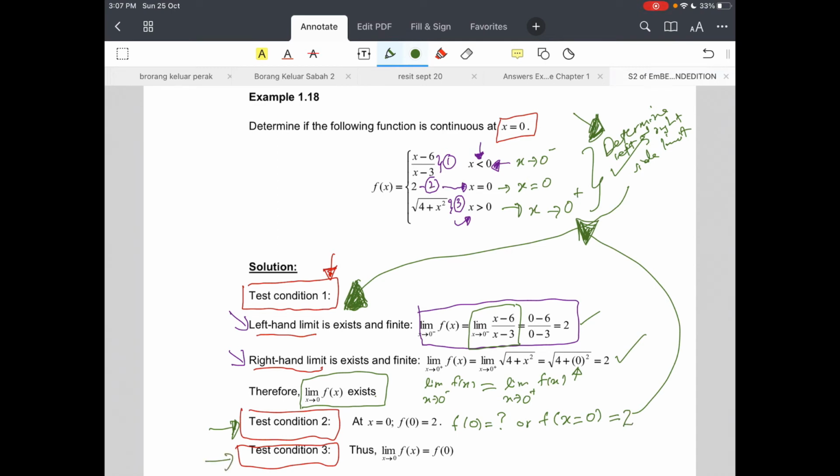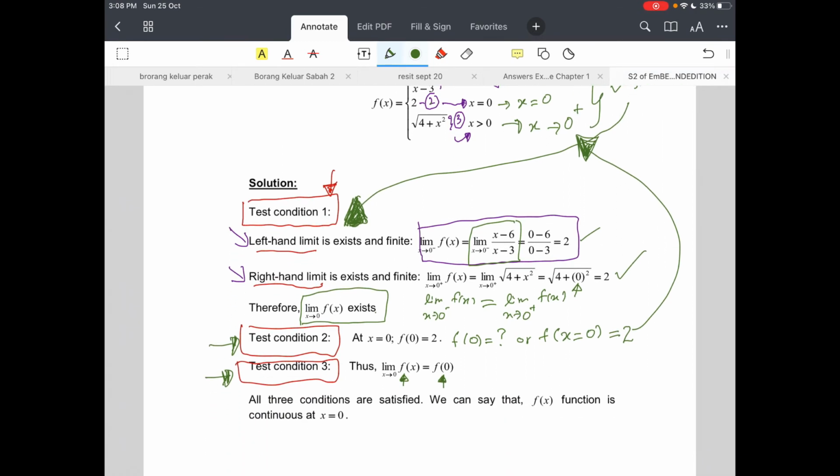So now we can evaluate condition number 3. On condition number 3, we can say that the two-sided limit from condition 1 is equal to the value that we obtained from condition number 2. Hence, we can say all 3 conditions are satisfied, and therefore the f(x) function is continuous at x equals 0. This is the conclusion for it. The conclusion, yeah. So you need to write it up.